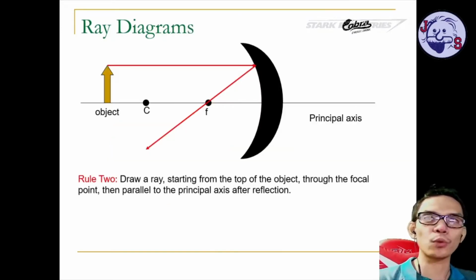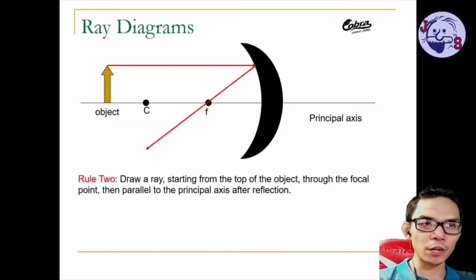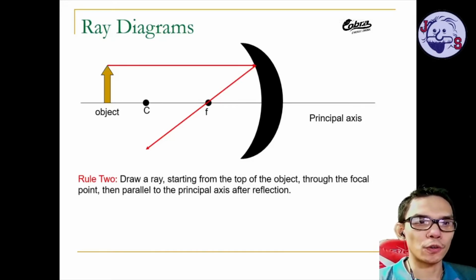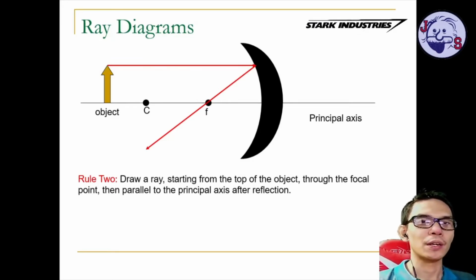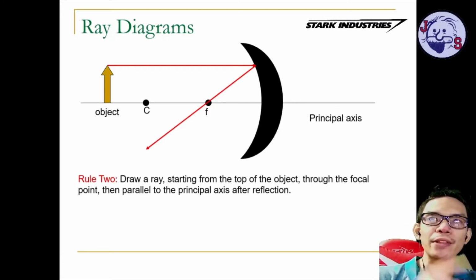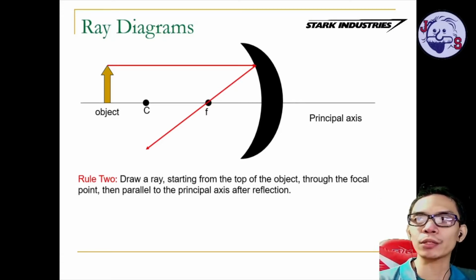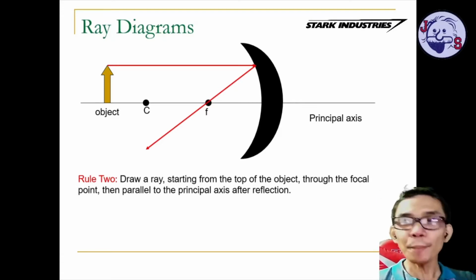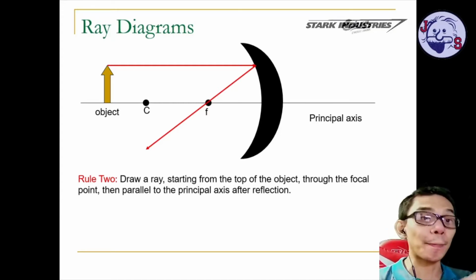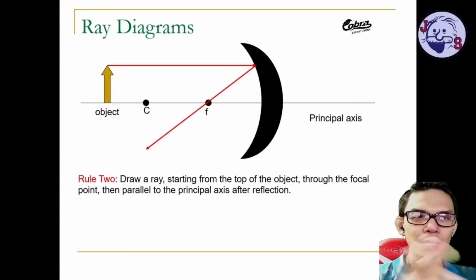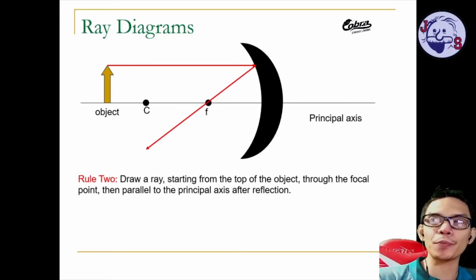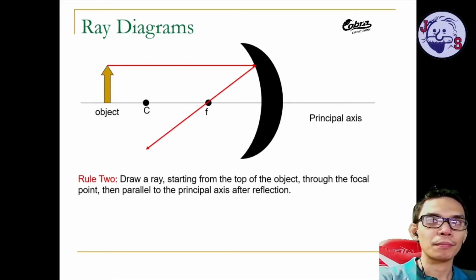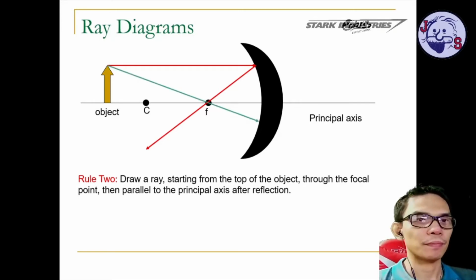Next, let's go to the second one. Again, you can pause this video and try to draw the second line that we have right here. For the second line, draw a ray starting from the top of the object through the focal point, then parallel to the principal axis after reflection. How does it look like? First, draw a line from the top of the object through the focal point. There you have it.